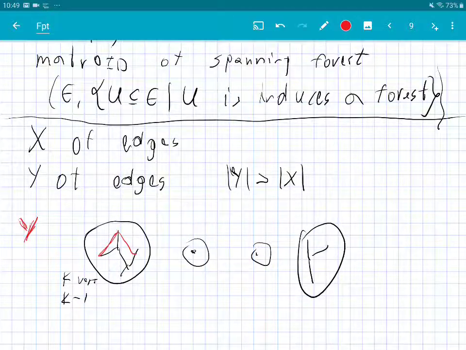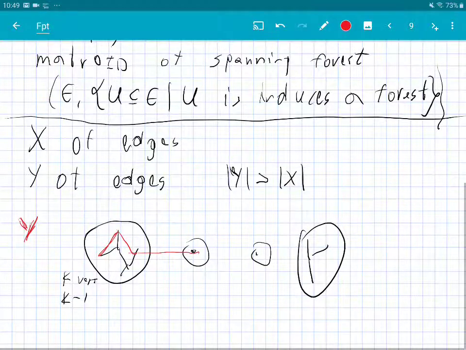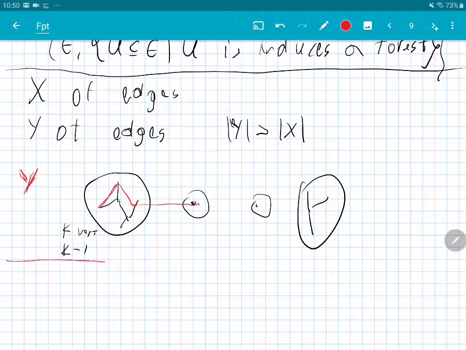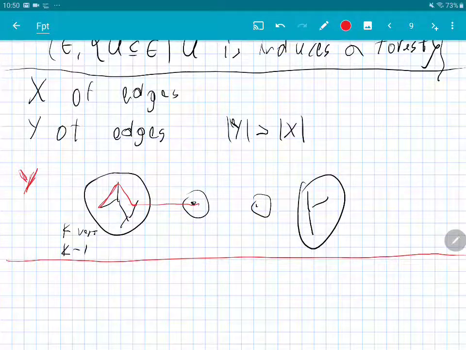So first we put in all the edges of Y that are internal to the connected components of X. But then because Y is bigger, there must be at least one edge that is outside those connected components. And just take this edge. This edge must connect two connected components. And clearly, if we add it to X, we get a forest with one more edge, which is what we wanted. So we have the exchange property.